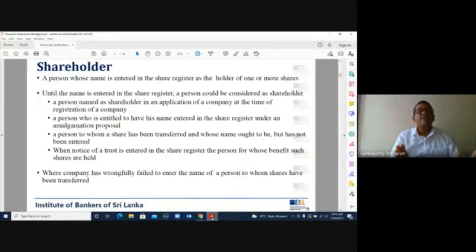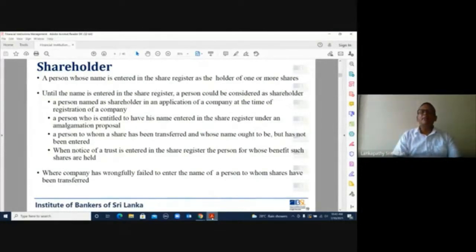So, who is a shareholder? That is the first question anybody can ask. If we start a topic, then somebody asks, what is that? Here we can ask, who is the shareholder? A person whose name is entered in the share register as the holder of one or more shares can be called a shareholder of that particular company. Simply put, if I buy a share of a particular company, then I become a shareholder of that company. But it is particularly mentioned that my name has to be entered in the share register.